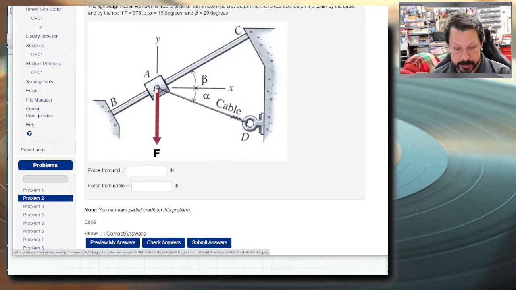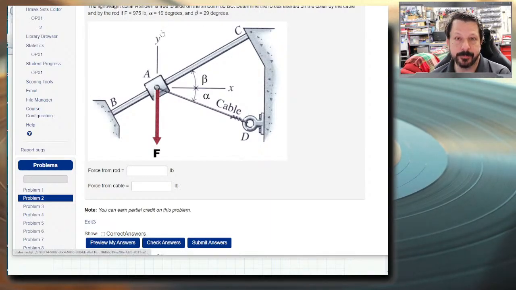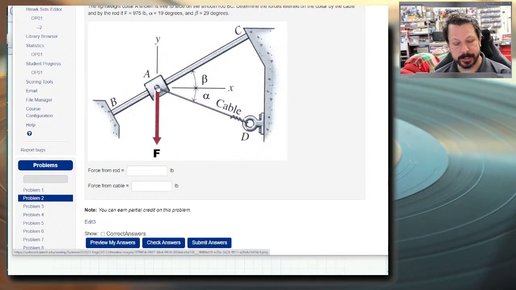This collar is frictionless. This one doesn't actually say that. The problem statement doesn't say anything about it being frictionless, but we're going to assume that since it doesn't say anything about it having a friction coefficient either. And so the reaction at this collar is going to go perpendicular to BAC. So we're going to have it going off this way. It doesn't matter if you draw it going up and to the left or down and to the right, just so long as you put it in that line of action.